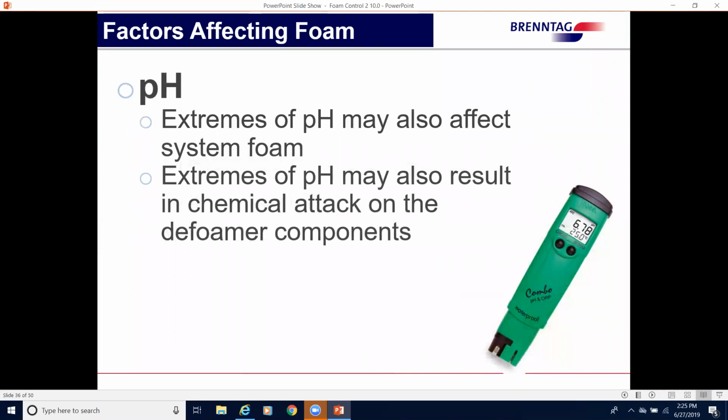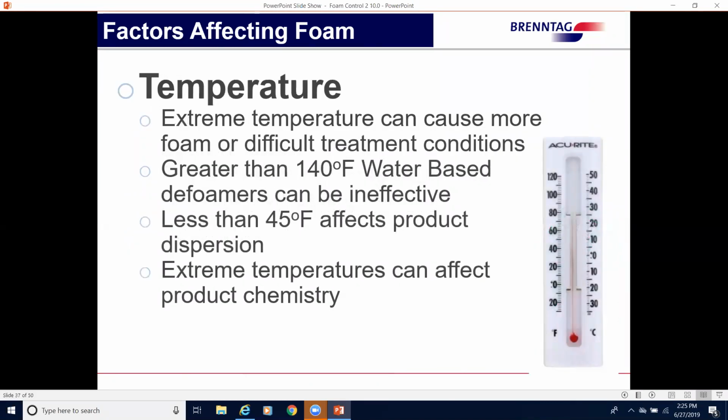So pH is another thing to be mindful here. Generally speaking, the higher the pH, the more that foam can and will occur. Also, if your pH levels are way outside of the normal ranges, the pH can actually chemically attack the different components in the defoamer, which would ultimately cause the defoamer to not perform as advertised.